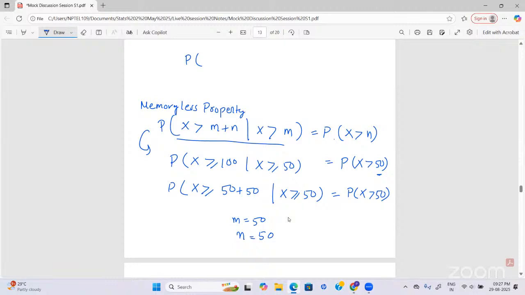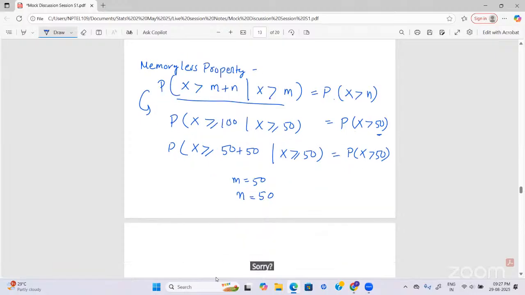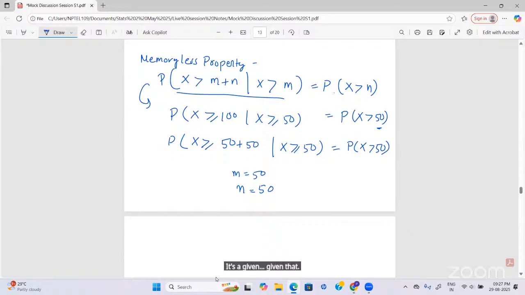Sorry, I forgot. What does the pipe symbol denote here? It's "given that." Yeah, it's given that. Thank you.